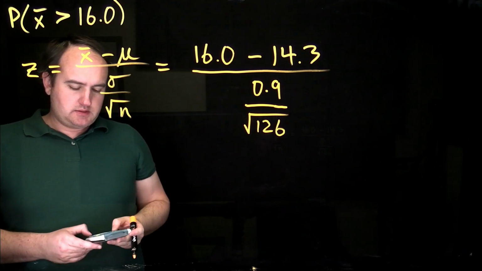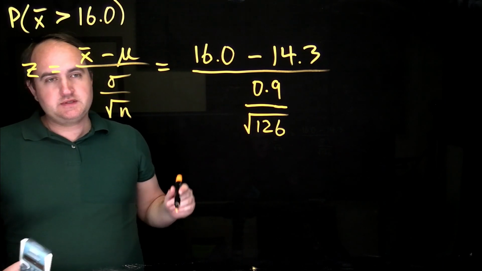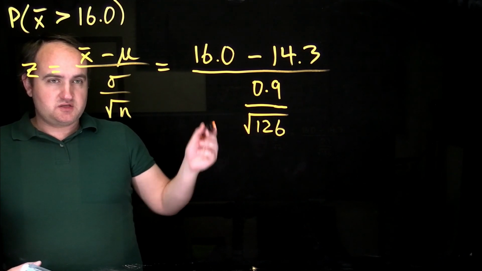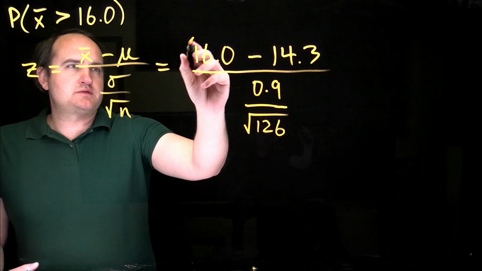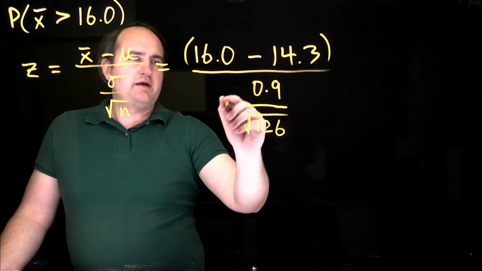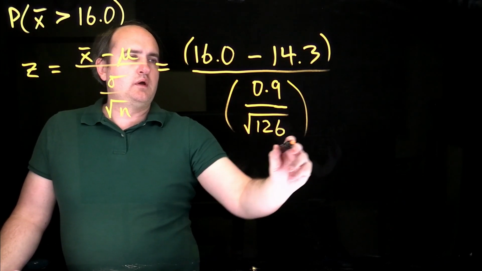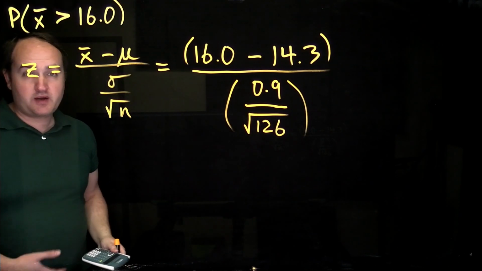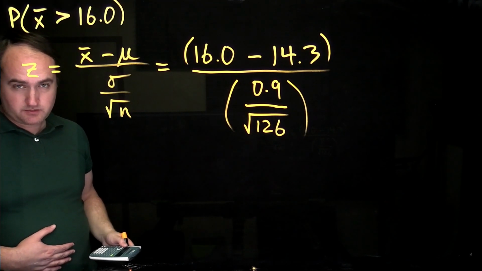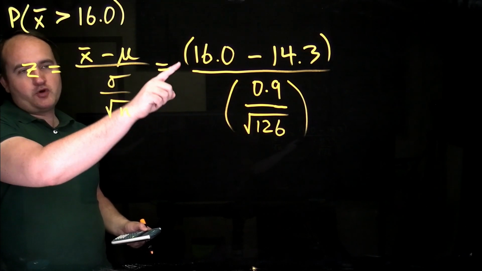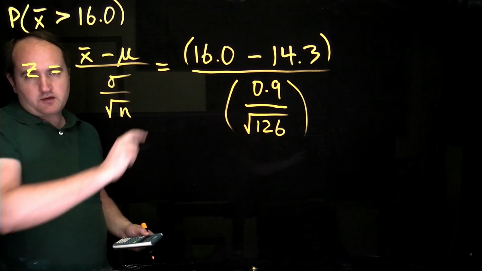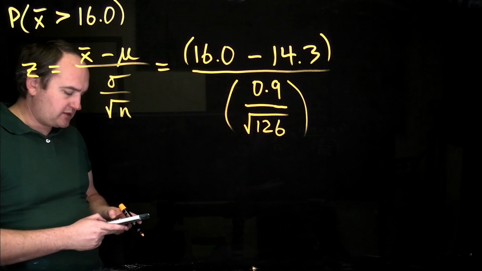Another way is if your calculator has parentheses, you may be able to just type all this in at once. So if you put parentheses around the numerator and then put parentheses around 0.9 divided by square root of 126, as long as you do those parentheses, most calculators should calculate the z-score correctly. So that's how I'm going to do it on mine.